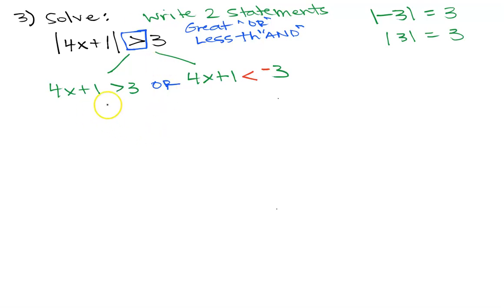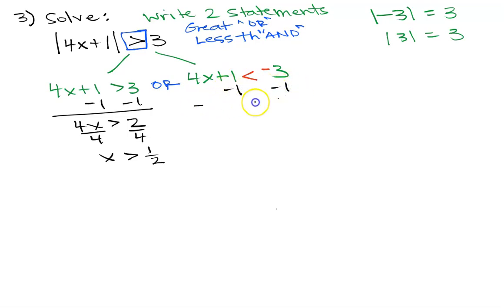Okay, so now let's solve each of these down the rest of the way. I'll subtract 1 over, so 4x is greater than 2, divide by 4, so x is greater than 1/2. And then on this one, let's subtract the 1 over, so I get 4x is less than -4. And now I need to divide both sides by 4, so x is less than -1.